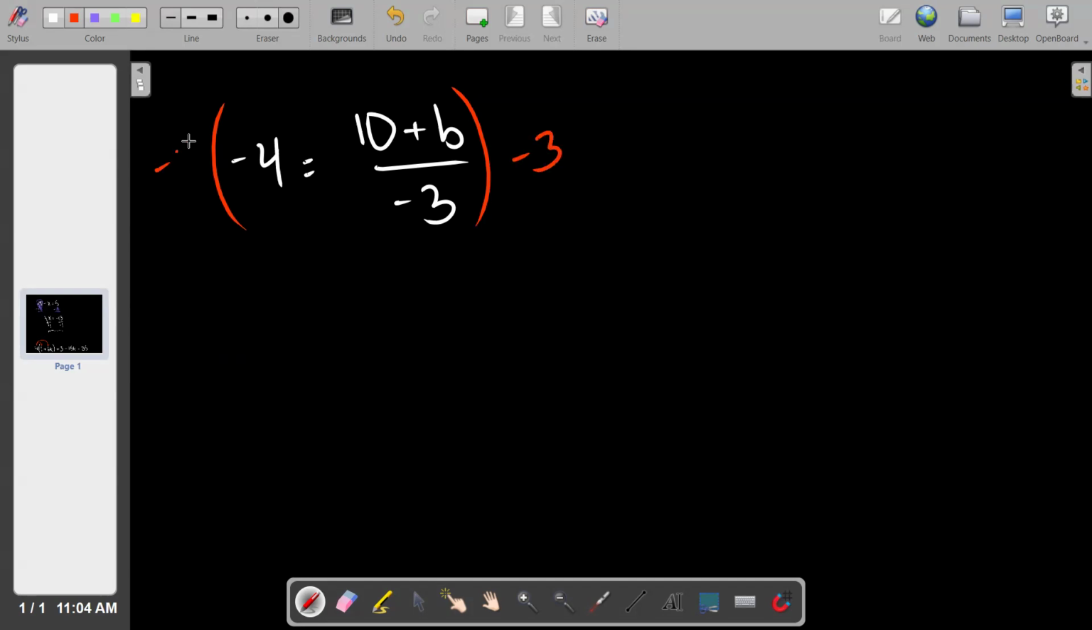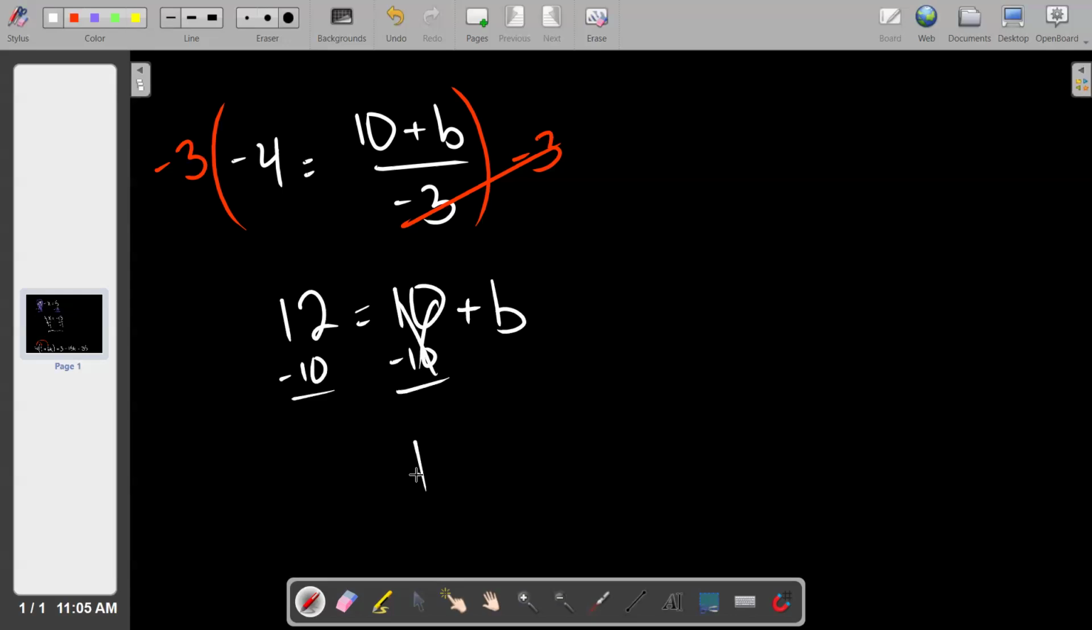We're going to cross those out, and then we're just going to bring a bunch of junk down. 10 plus b equals what? Positive A. And then what do we do after this? Then subtract. Subtract what? Yep. And we're done. B equals 2. That's all she wrote.